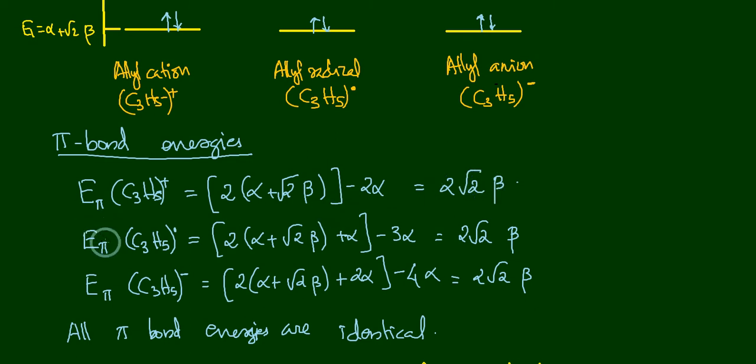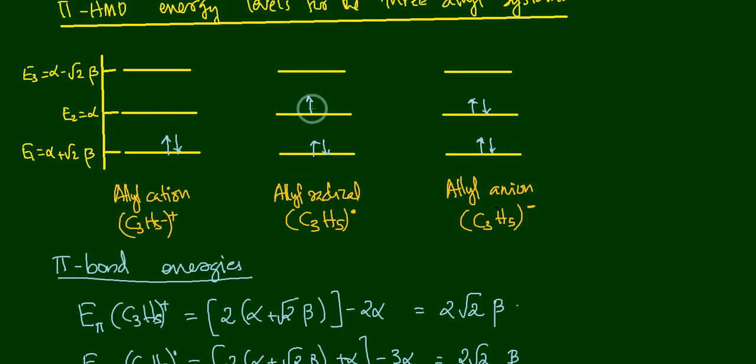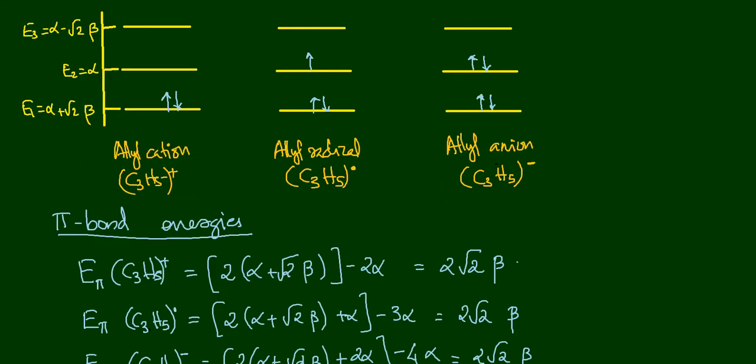And what about the pi bond energy of the radical, allyl radical? It has 3 electrons, right? Allyl radical has 3 electrons. So, it is 3 into alpha, okay, actually it is, we have to take 2 electrons first, because those 2 electrons occupy alpha plus root 2 beta. Therefore, 2 into alpha plus root 2 beta plus the next electron goes to the non-bonding level, this one. Okay, non-bonding level has the energy alpha.